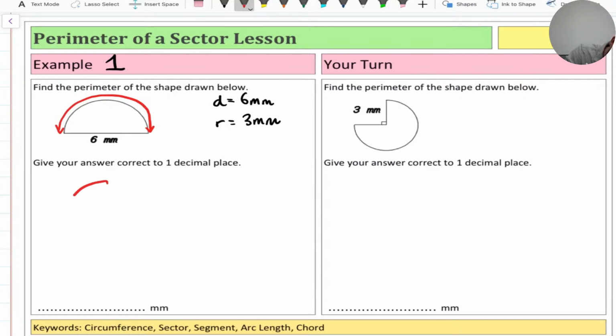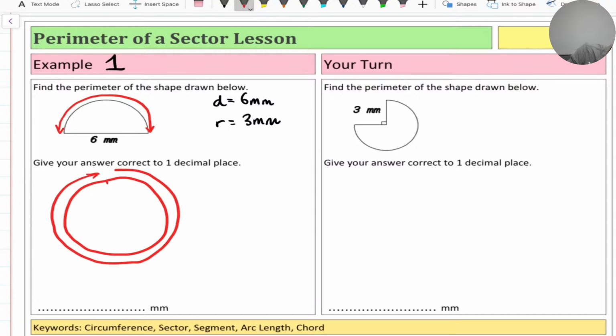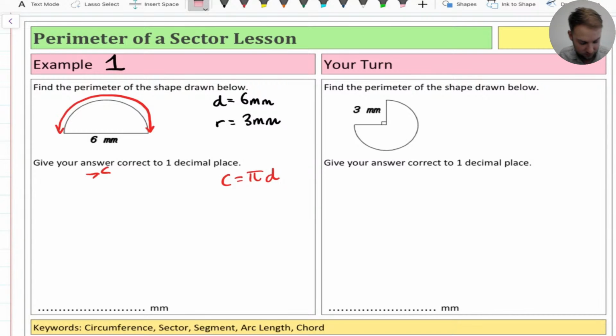If I take a circle like so, there's my circle, and I know that this here is the circumference, like so. So my circumference is equal to pi times by d. Now when I divide by 2, what I'm doing here is I'm basically cutting this in half. When you're cutting this in half, so when I'm cutting it in half, this is what I've got.